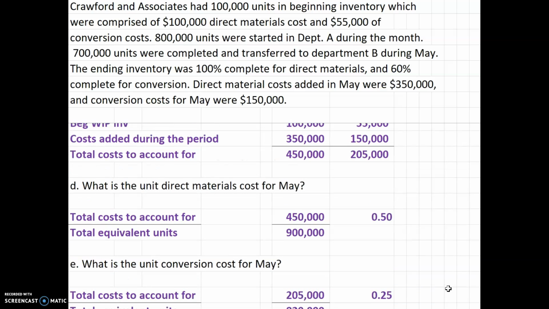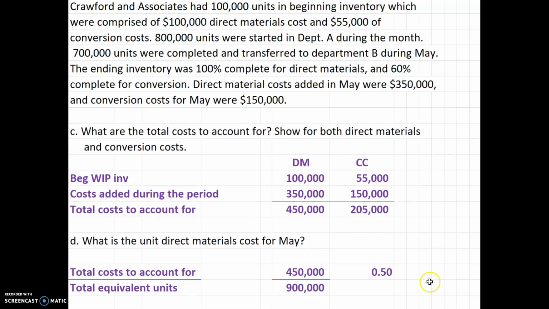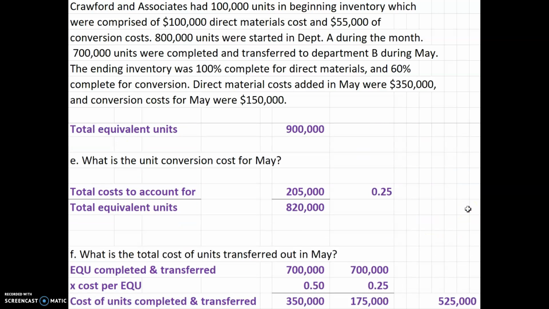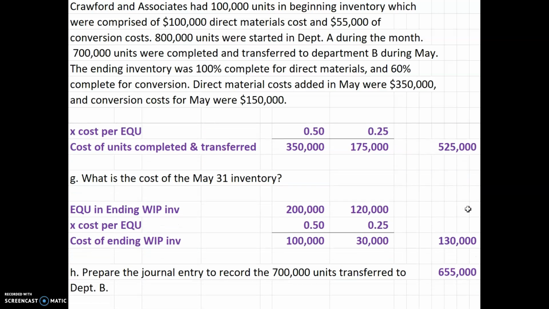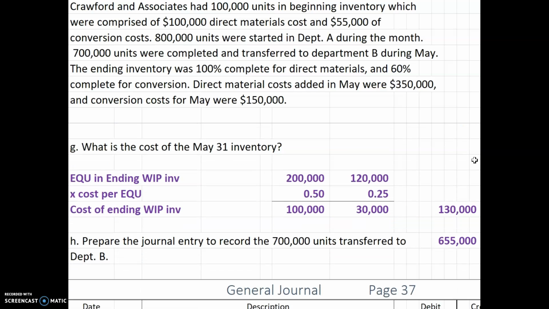And if we can come up here when we were accumulating our costs, our total costs to account for came up to 655,000. So these were the costs of the department, and of that 655, 525,000 was assigned to the units completed and transferred. 130,000 was assigned to our ending inventory.